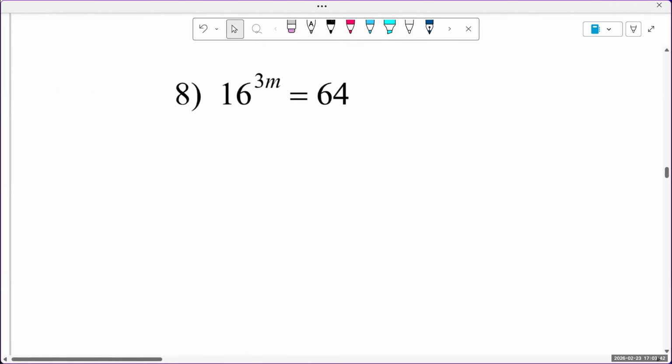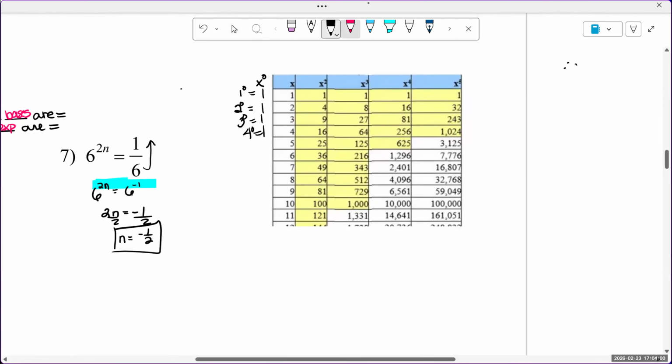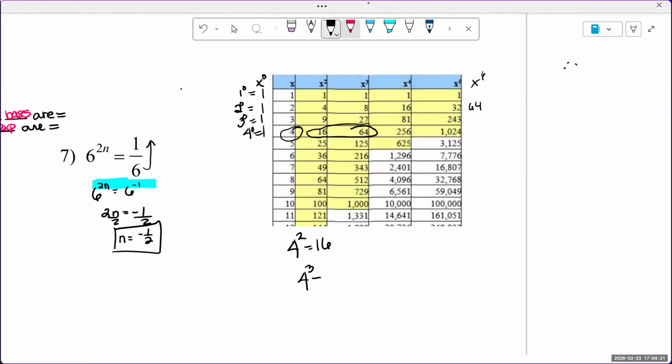Number 8, 16 and 64. We need to check our table of powers. Okay, we see that 16 and 64 are both powers of 4. They're also both powers of 2, but we're going to use powers of 4. We're going to use 4 as the base. So 4 squared equals 16, and 4 cubed equals 64.